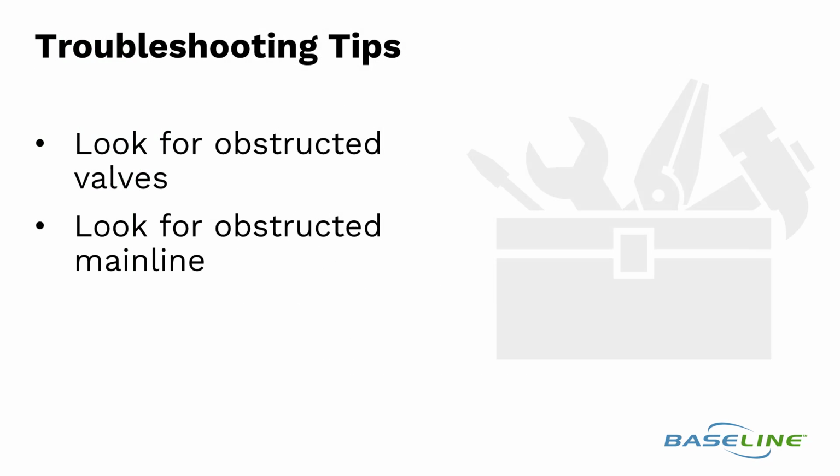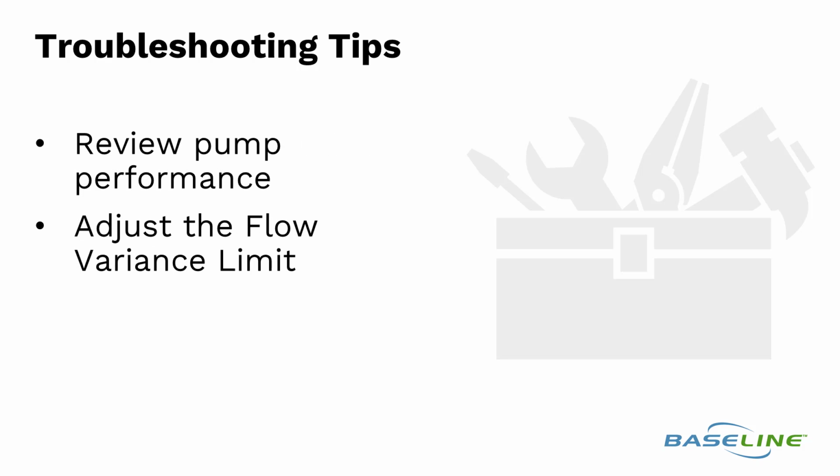Troubleshooting a mainline flow variance starts with checking for an obstructed mainline. A ball valve that isn't open all the way would cause this. Perhaps there's an obstruction with one of the zone valves and it isn't opening all the way. It could also be an issue with the pump performance or the pump intake.